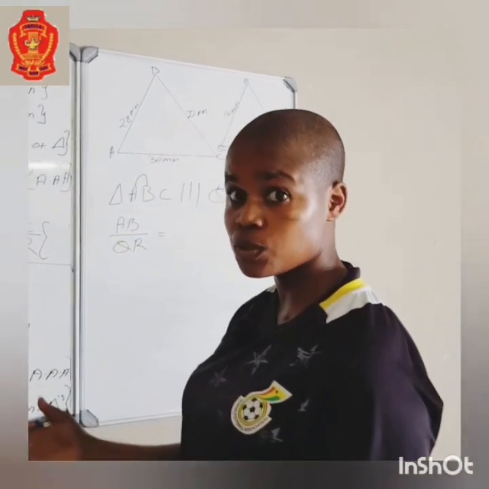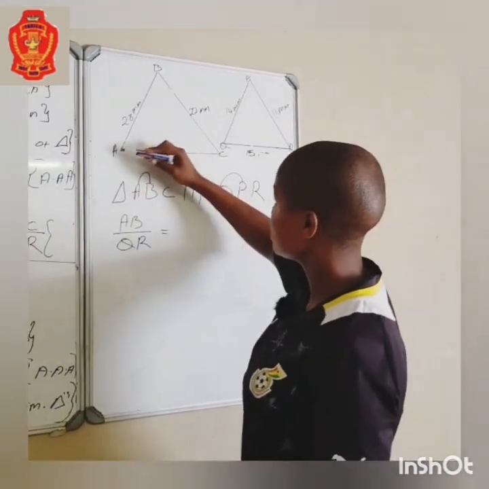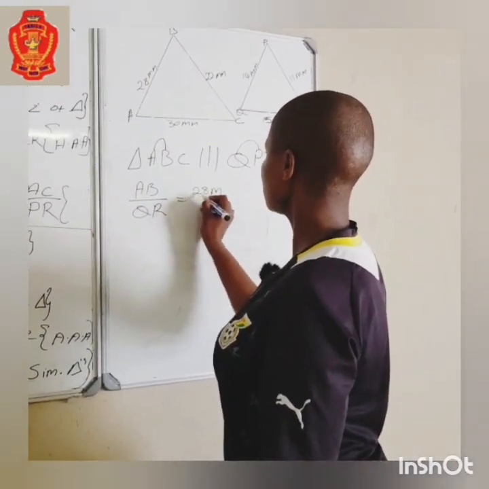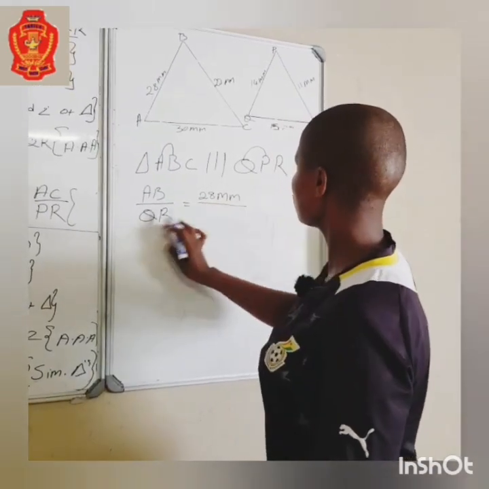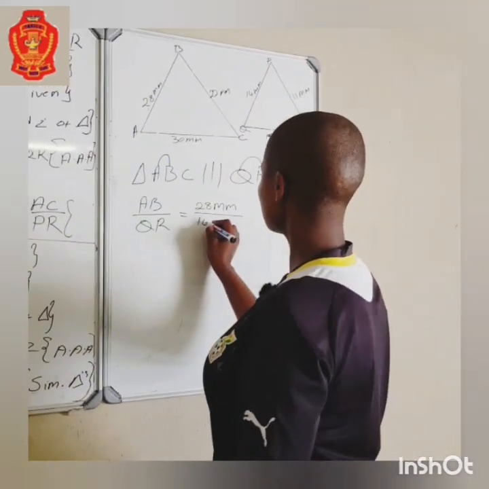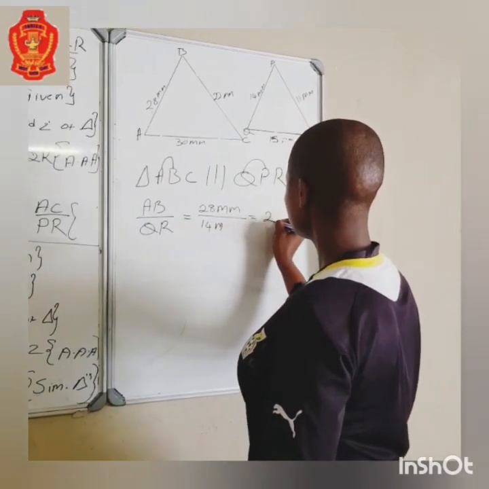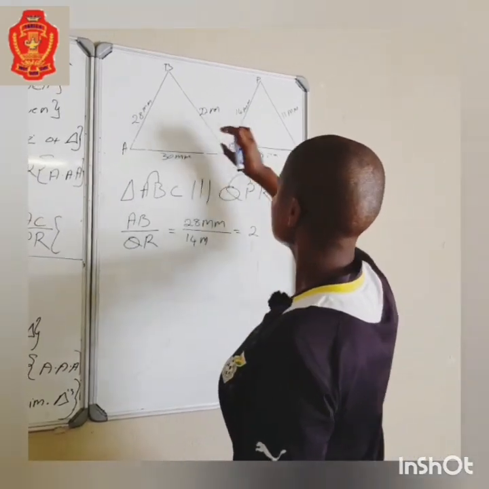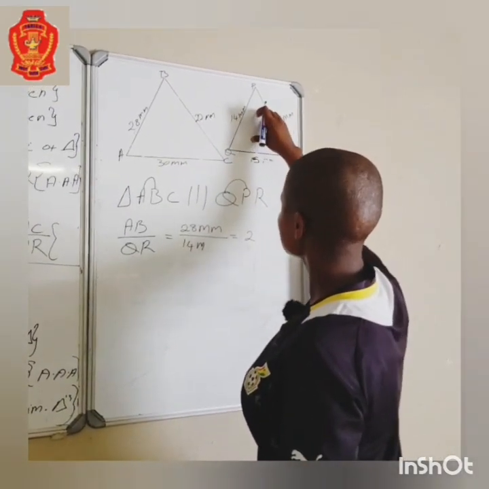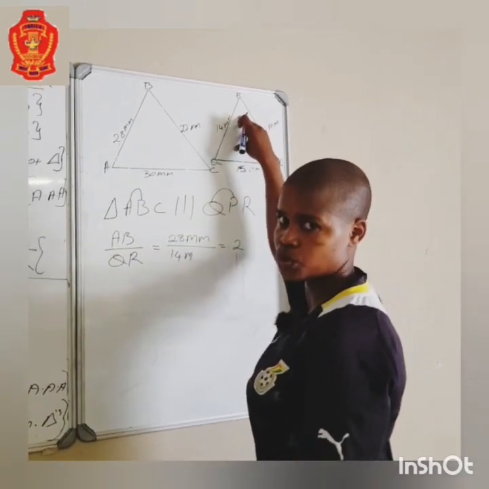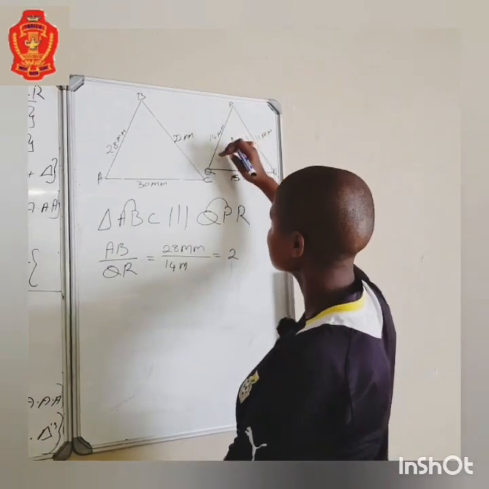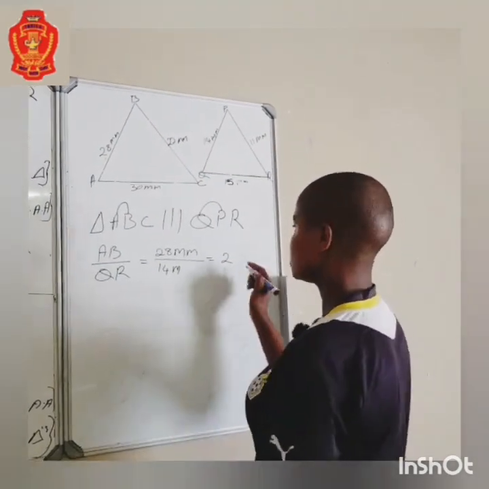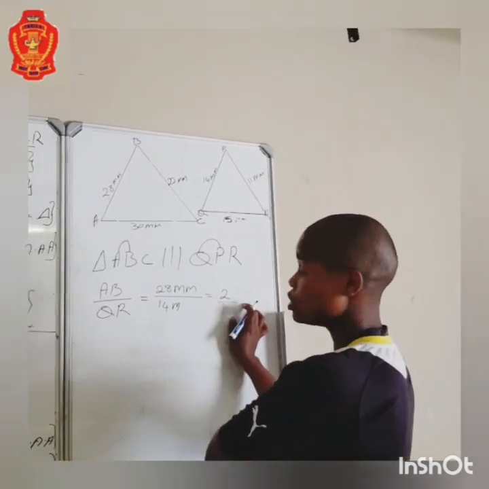And now we are doing substitution. We have got the value of AB. We've got side AB, which is 28 millimeters, divided by QR, which is how much? 40 millimeters. And it gives us 2. So it means the ratio there is 2. It means that this size was enlarged by 2, or by multiplying by 2 each side. But we want to see that each side gives the value of 2.